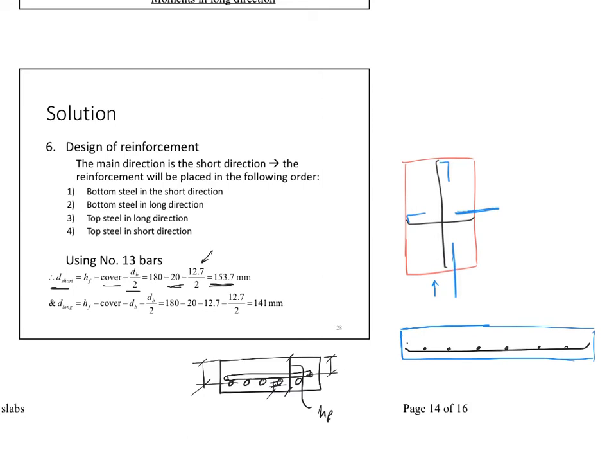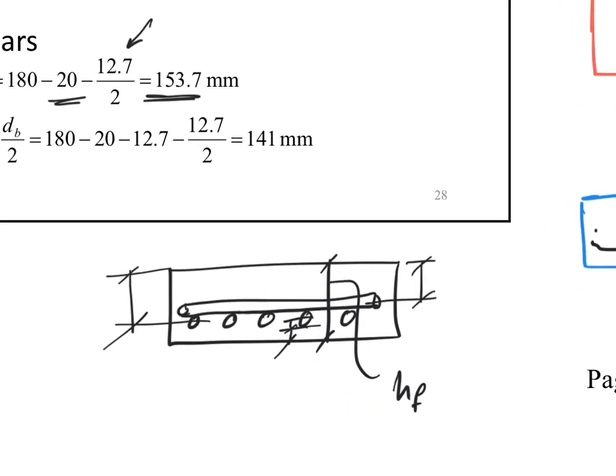In the other direction, I add another bar. I subtract a full bar. So I'm going, zooming in, from the center of this bar to the center of this bar. So I'm adding up another bar over here, and that gives 141.